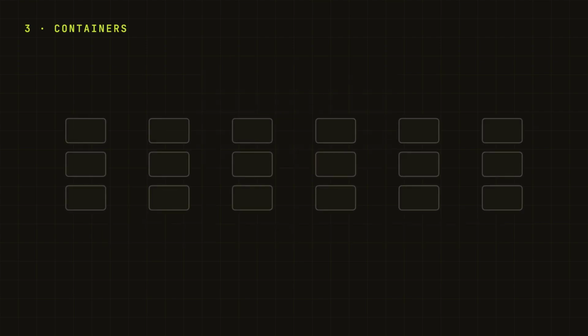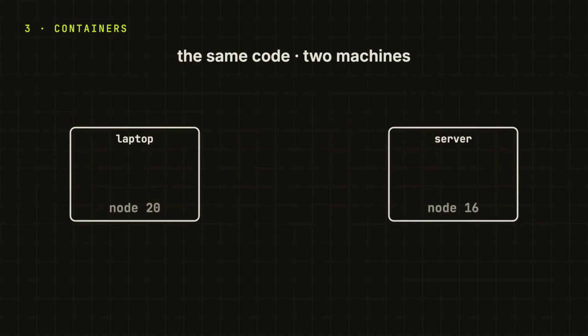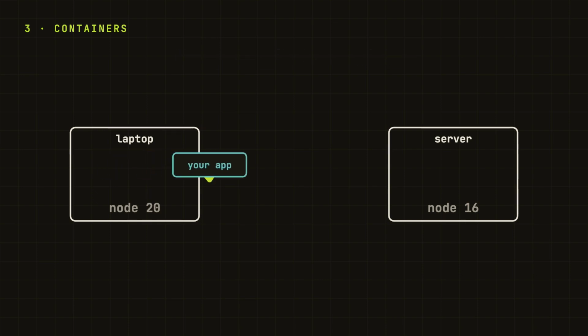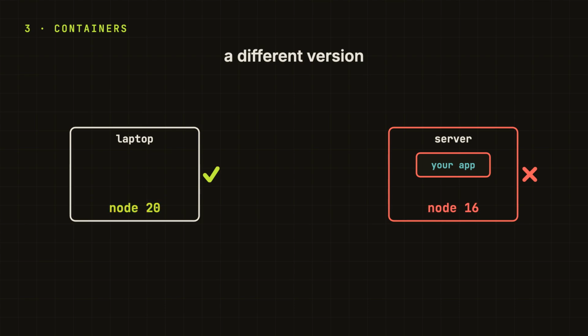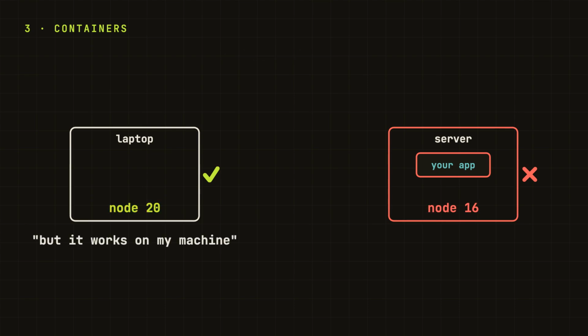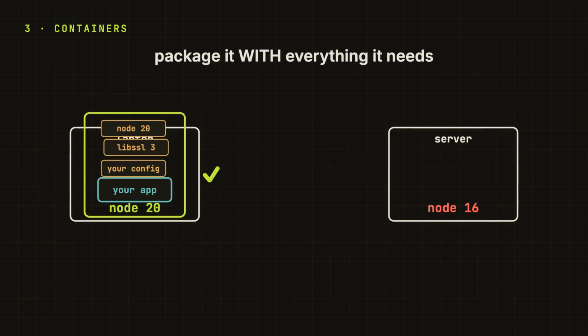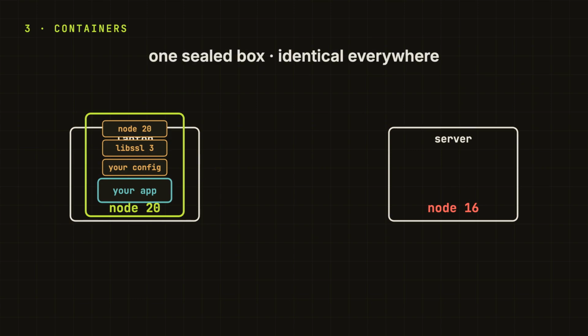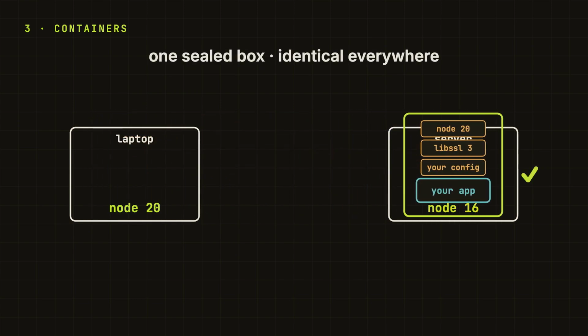Okay, we have many services, each needing to run on many machines. And a classic, painful problem shows up. The code runs fine on the developer's laptop, but breaks on the server because the server has a different setup, a different version of something. The famous line, "but it works on my machine." So we need a way to package a service with everything it needs so it runs identically everywhere. And that is a container.